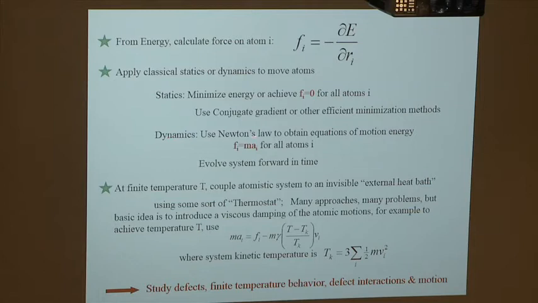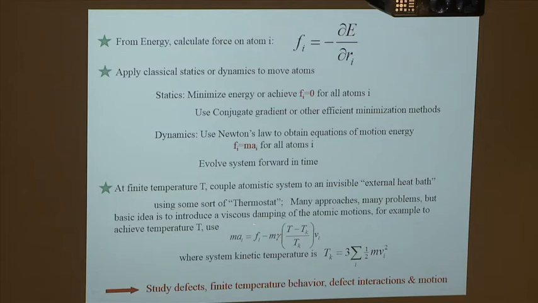And in dynamics, we have Newton's law. Given the force, we get the acceleration. And with the acceleration, we can evolve things forward in time. So we can either do things in statics or in dynamics, but we're moving all the atoms, and now we have a measure of the energy of the system as a function of time or as a function of boundary conditions. We can do things at finite temperature by coupling the system to an external source of heat that it can exchange energy with, and we do that with something like a thermostat.